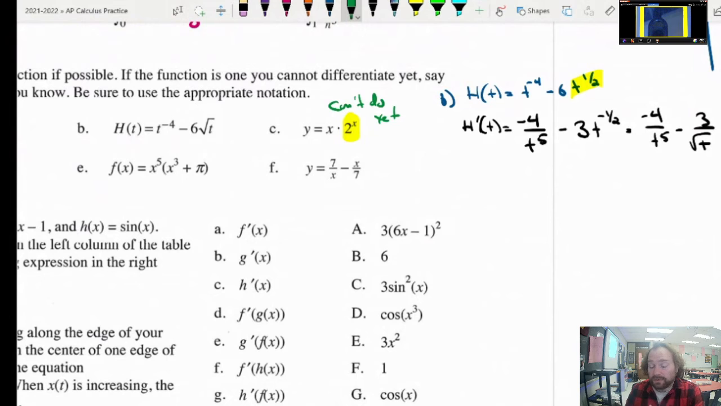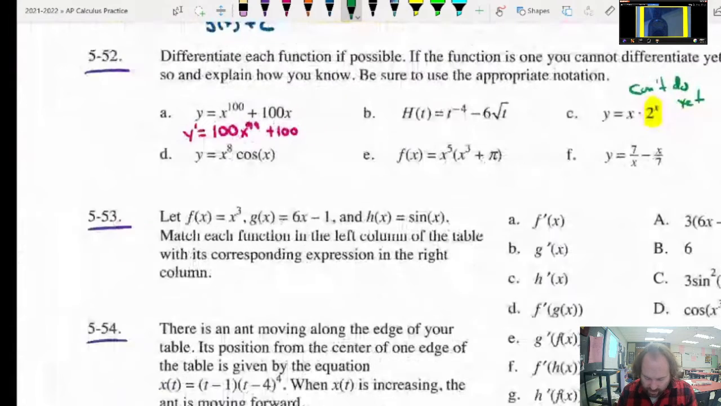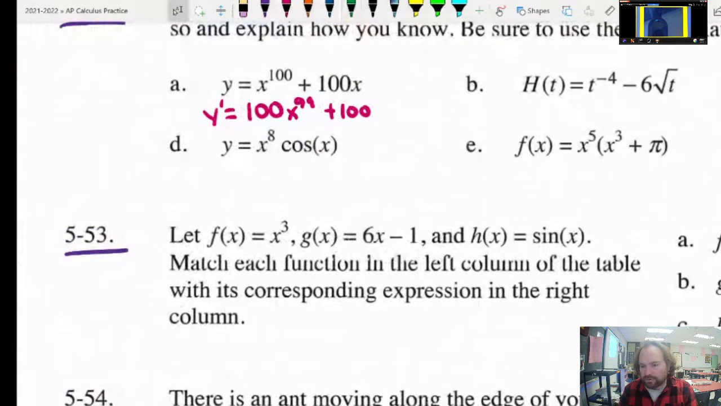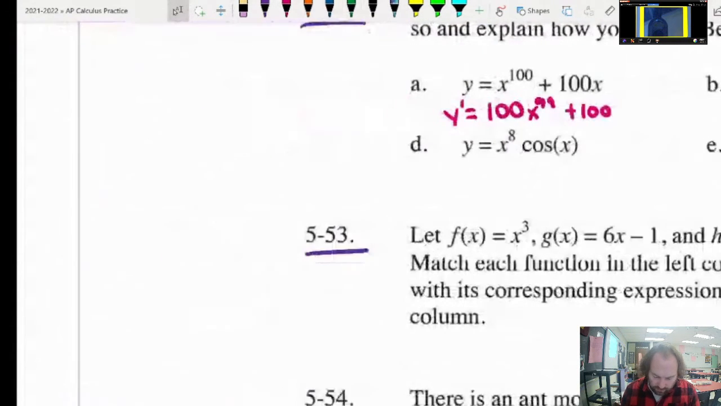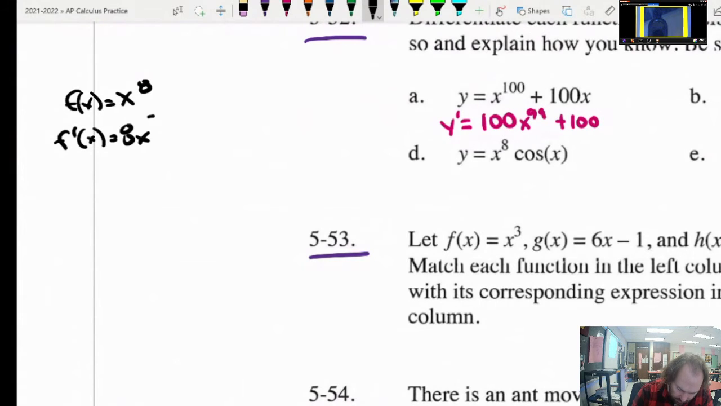Do not know how to deal with an exponent, a derivative, or a variable up in the exponent. So for questions D and E, we're going to need our newfangled product rule. For question D, I'm going to do it off to the side. You have f of x equal to x to the 8th power, so f prime of x is 8x to the 7th. Your g of x, your second function, is the cosine of x, and g prime of x is the negative sine of x.